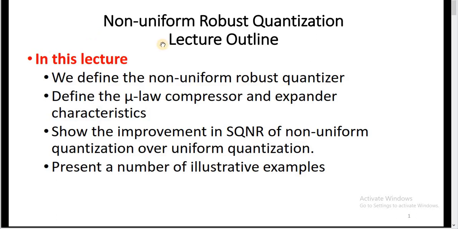This is an outline of today's lecture. In this lecture, we define the non-uniform robust quantizer, define the mu-law compressor and expander characteristics, show the improvement in signal to quantization noise ratio of non-uniform quantization over uniform quantization, and present a number of illustrative examples.